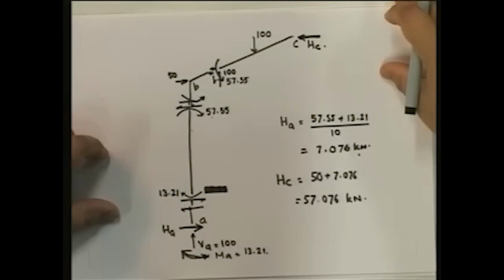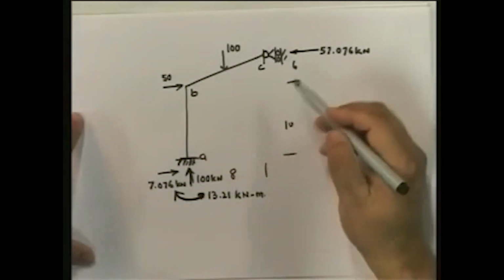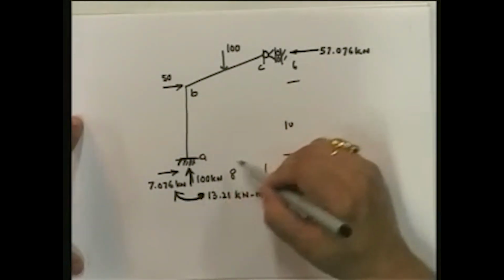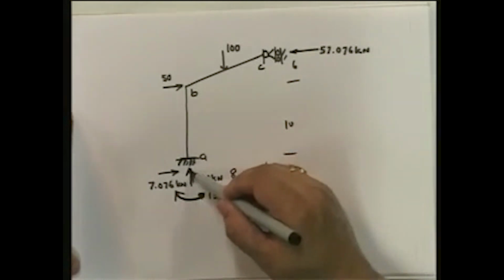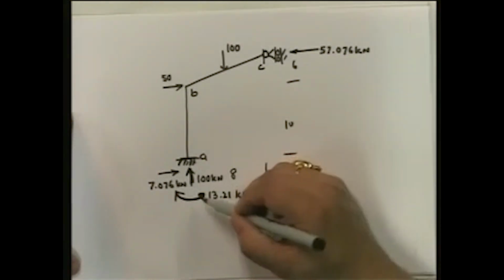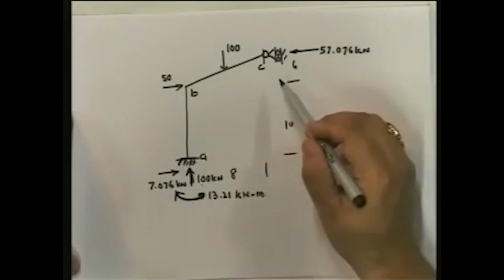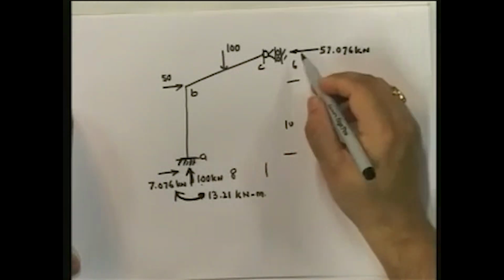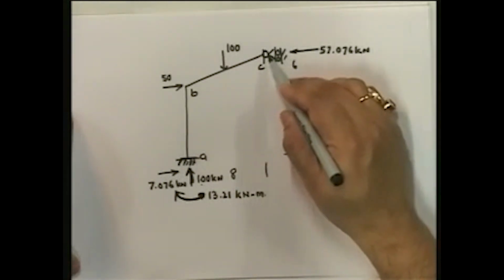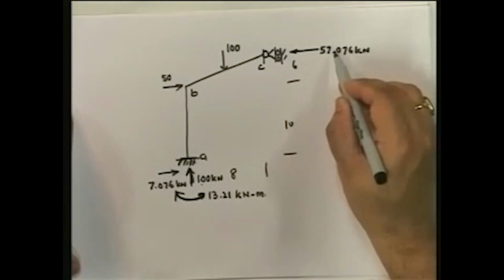Okay? But now since I have got this, I can actually find out the support reactions, and this is ultimately what the structure looks like. Once I have the support reactions, this becomes a statically determinate structure, and I can draw the shear force and bending moment diagram for this. Okay? And if I do that, this is clockwise 13.21, this is 7.06, 100. Since this is a roller, the entire 100 comes here. And here, since it's a hinge, there is no moment, there is only 57.